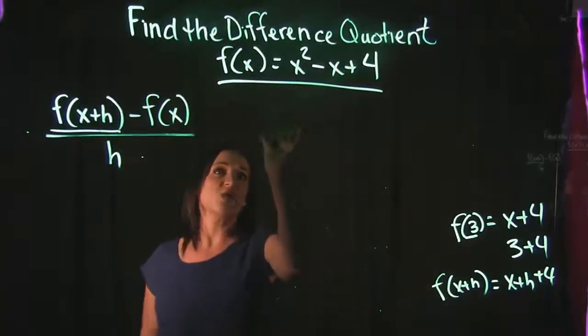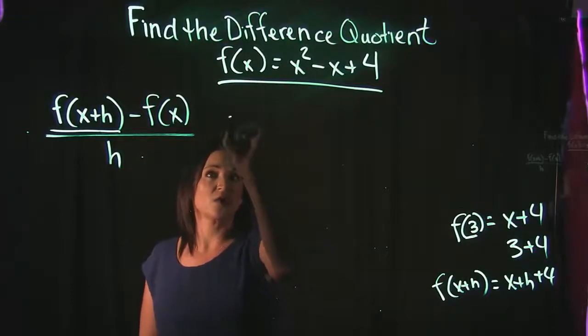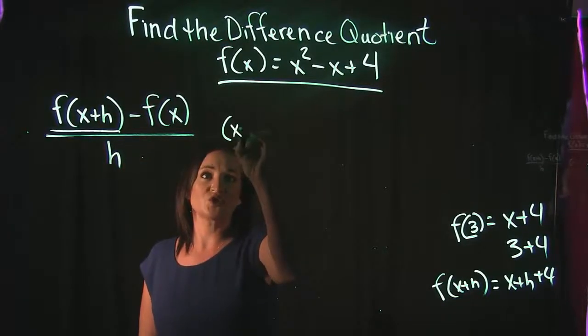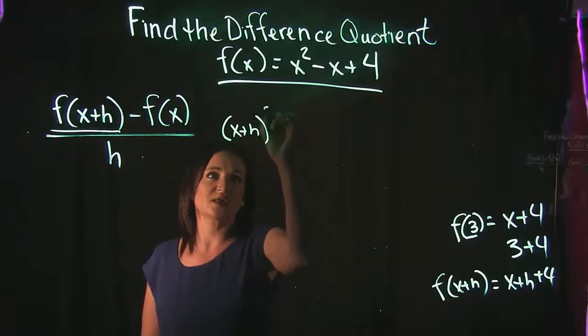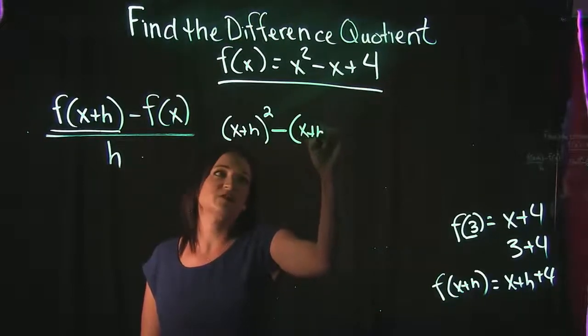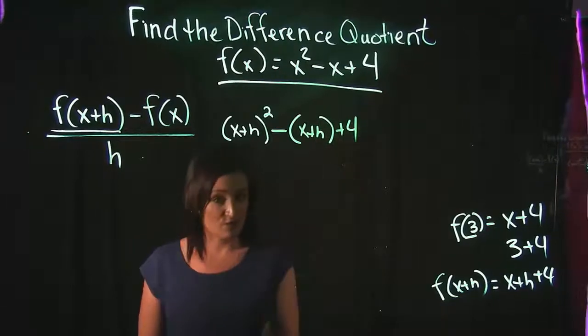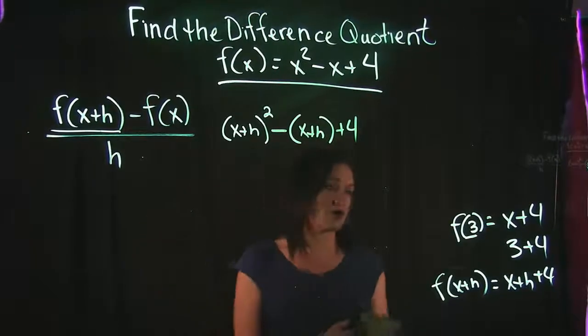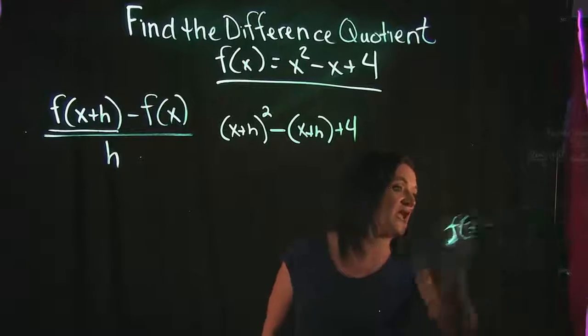So I'm going to take my equation here. The first thing I have is x squared. But remember, instead of x, we're doing x plus h. So that's x squared minus x, but instead of x, we have x plus h, and then plus 4. So that's the first part. That's f of x plus h.